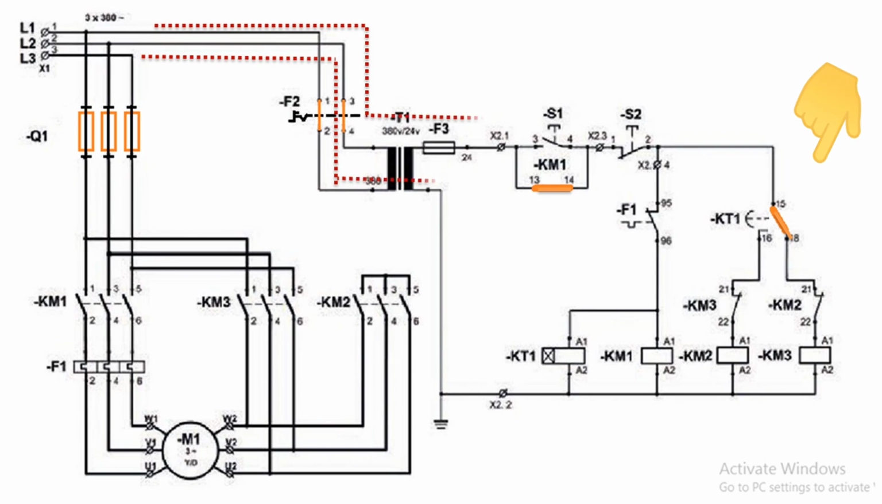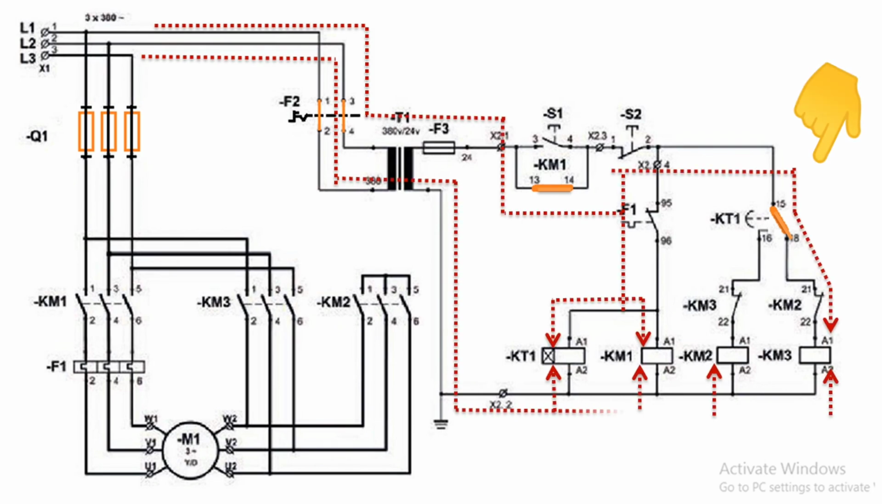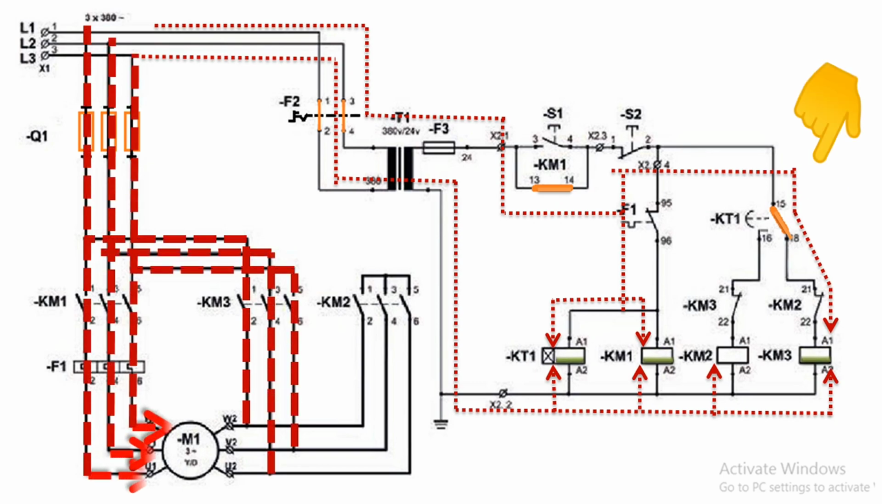After the time delay, the timer KT1 will be activated and the contact 15-16, which is normally closed, will open and make the contact 15-18. During this time, the supply will be switched from KM2 to KM3. Now the motor will run in delta mode.